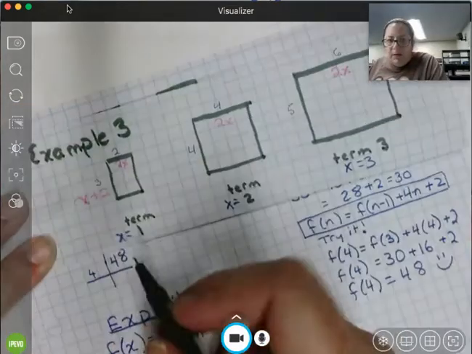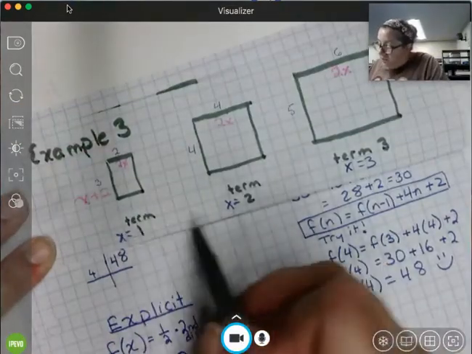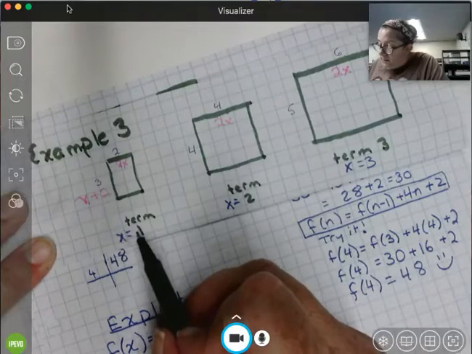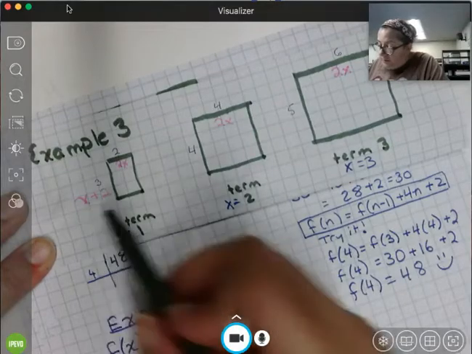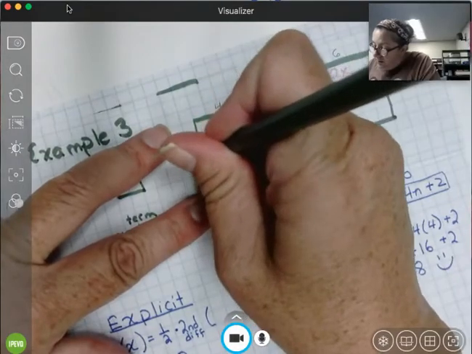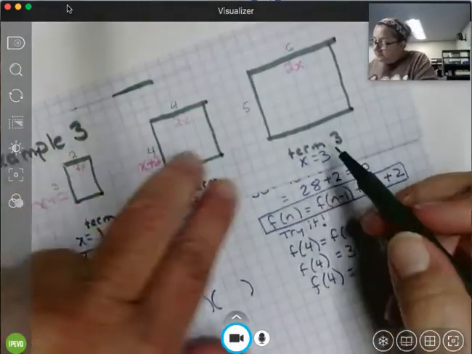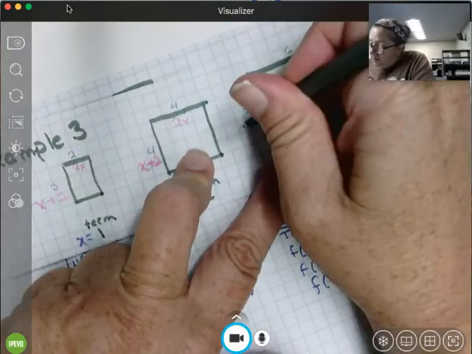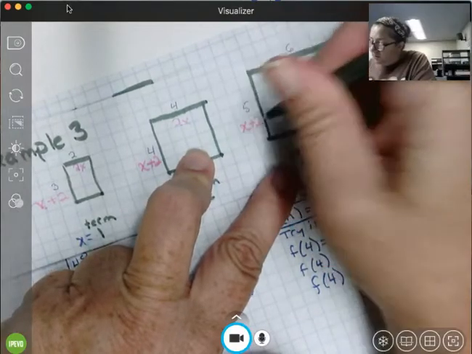Now remember, x is a variable, which means it changes. So in term 1, x is 1, so this is 1 plus 2. In term 2, x is 2, so this is x plus 2. In term 3, x is 3, so 5 is x plus 2.